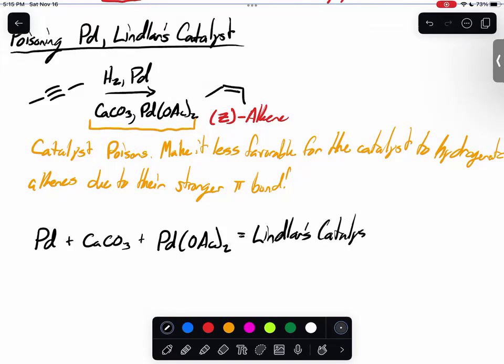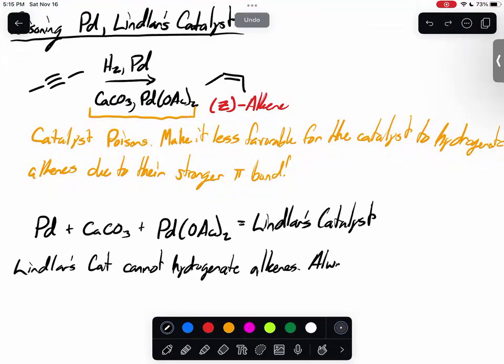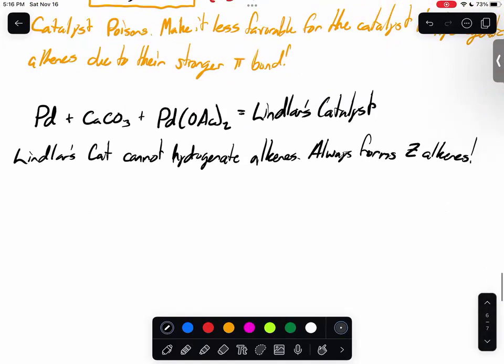All right. So essentially, Lindlar's catalyst cannot hydrogenate alkenes. So it always forms these Z alkenes.